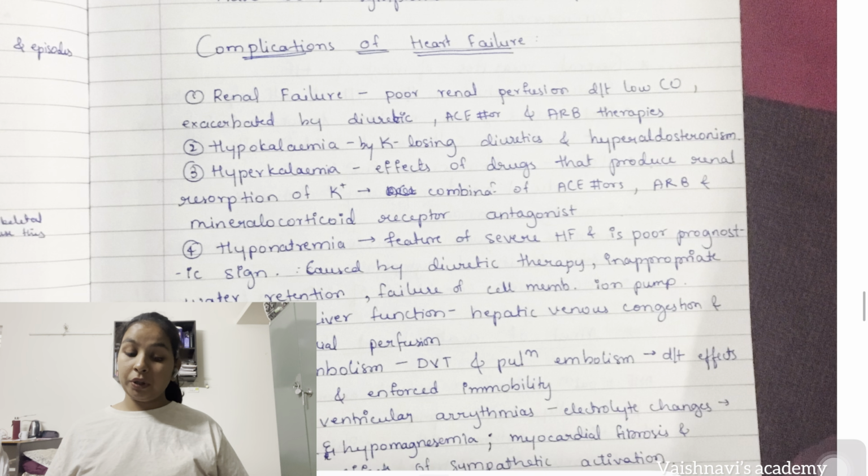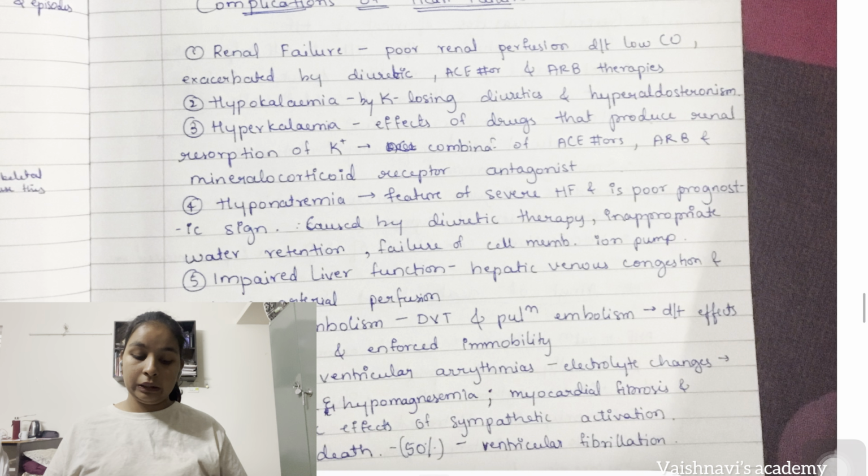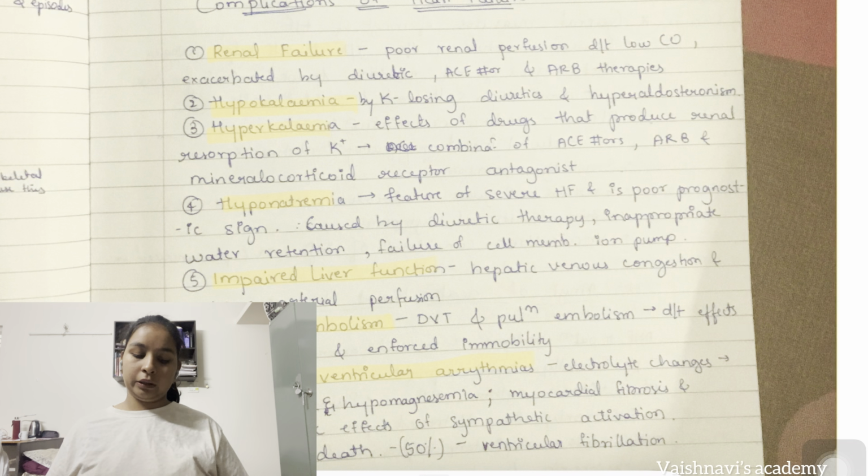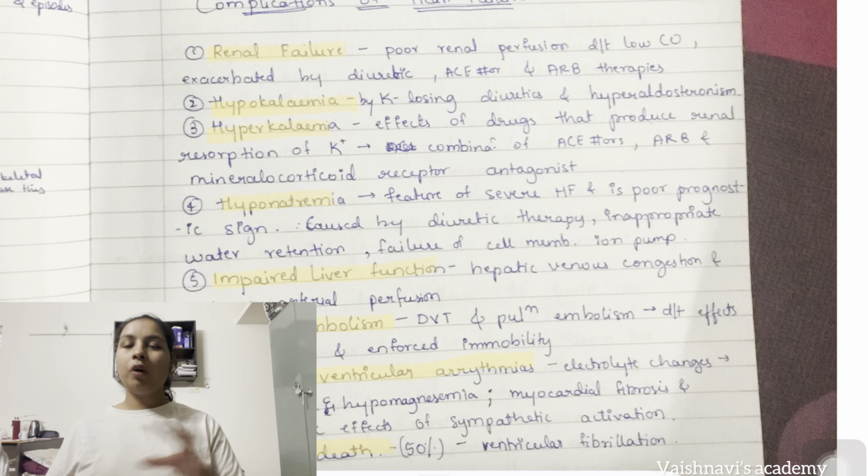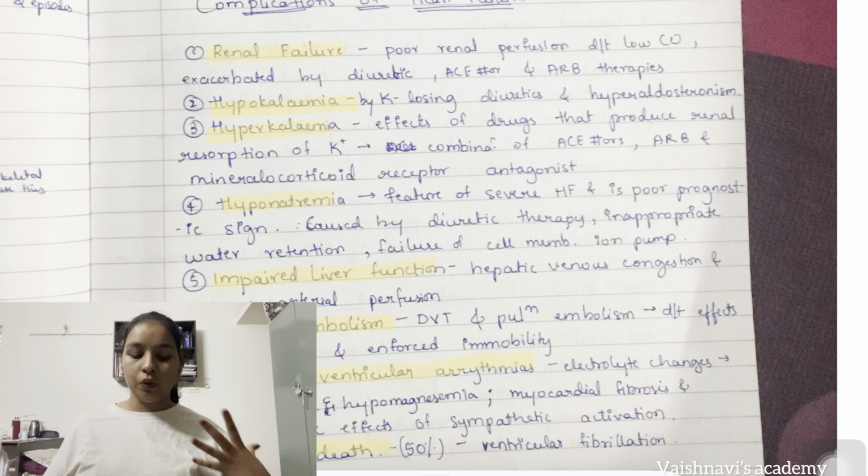Now, what are the complications of heart failure? We might have renal failure, hypokalemia, hyperkalemia, hyponatremia, impaired liver function, thromboembolism, atrial and ventricular arrhythmias, sudden death. Okay. So about these complications, since you know what these are, you can just read it and understand what it is.